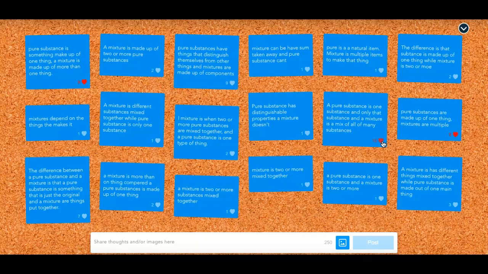Good. Alright. So yeah, the big takeaway is a pure substance is made of just one thing, right? Pure substance is just one type of substance, whereas a mixture is a combination of more than one. We're going to actually expand on our definition of a mixture in just a minute, and we're going to compare it to something called a compound.